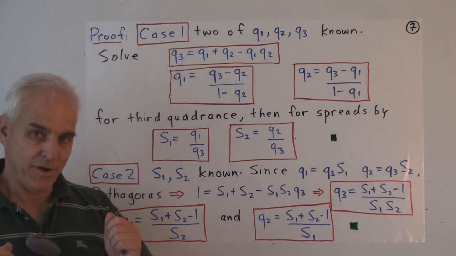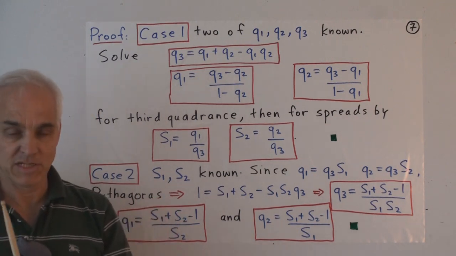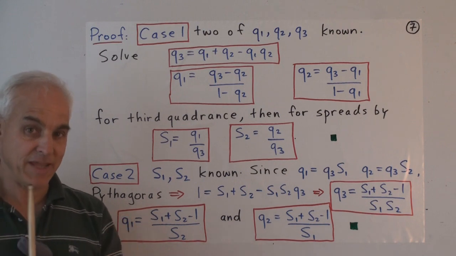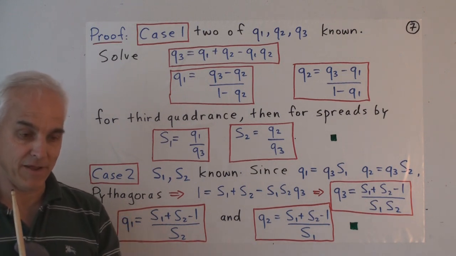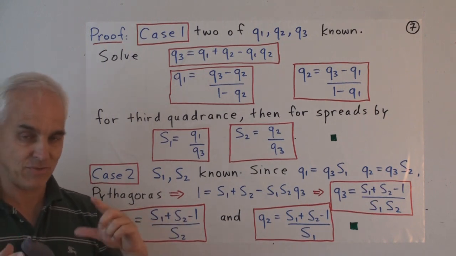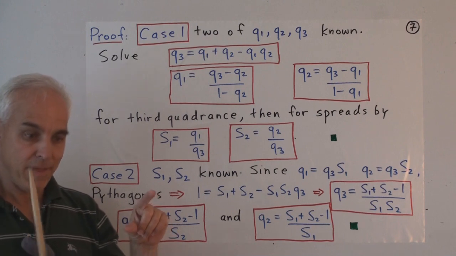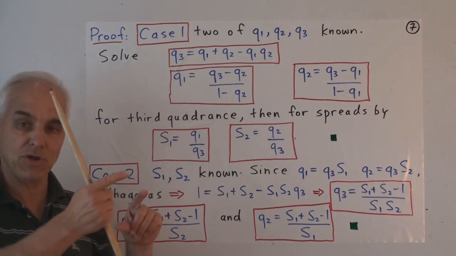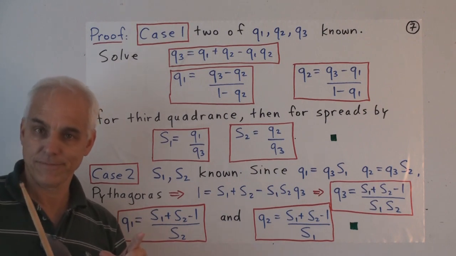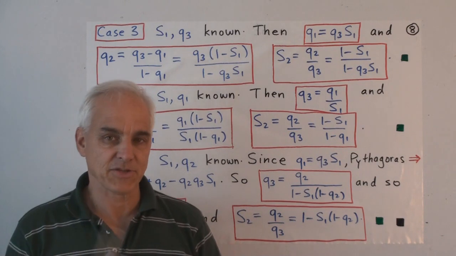Now the other cases are when we know one quadrance and one spread. But there are essentially 3 different cases that we need to look at there. Because if we know one spread, it doesn't really matter which one we choose because S1 and S2 are symmetrical. But once we've chosen, say, that we know S1, then Q1, Q2, Q3, they're all different as far as S1 is concerned. So there are 3 cases to look at there. Okay, so let's look at these last three cases.